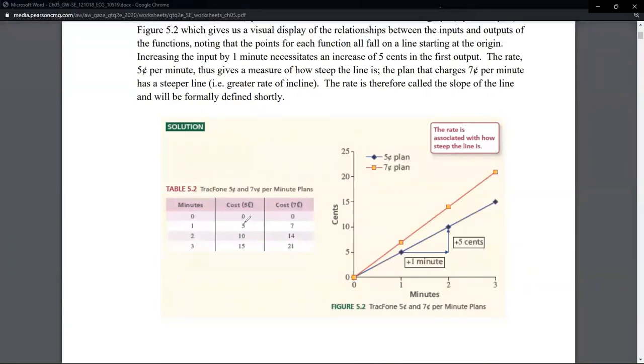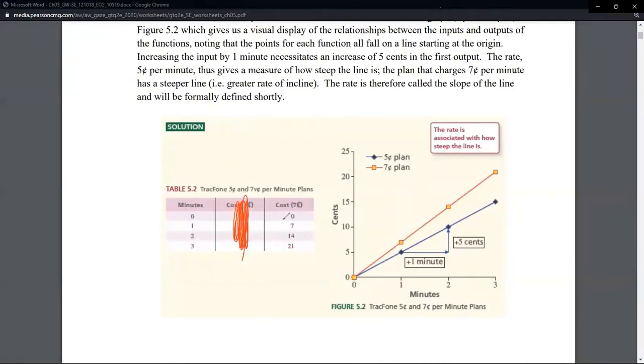So 1 minute costs you 5 cents. 2 minutes costs you 10 cents. 3 minutes costs you 15 cents. So this right here, just looking at these two things, is the 5 cent plan. Looking at these two things is the 7 cent plan, so number of minutes and then the cost.